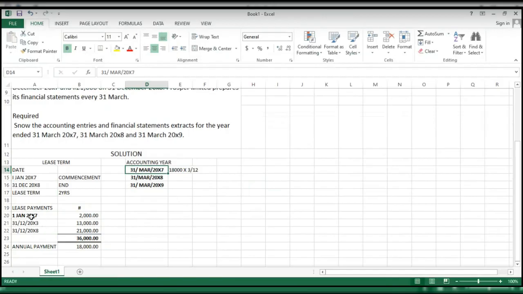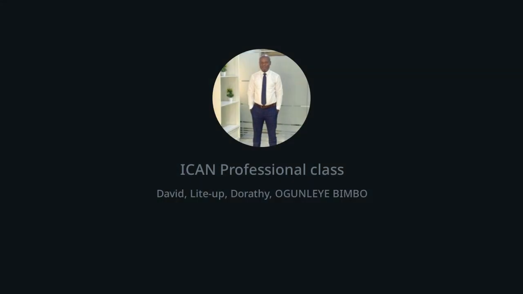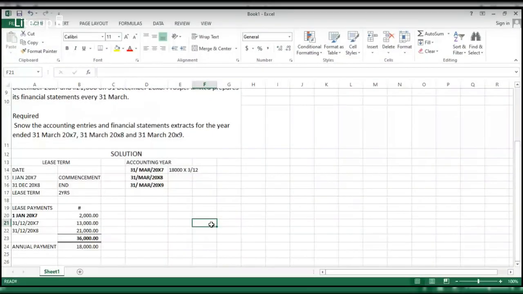Because it is 20x7 and 20x8, equally 20x7 will have 18,000, and 20x8 will have 18,000. But the financial statement is prepared on 31st March. So only the 3 months of 20x7 will be considered in this year's financial statement.